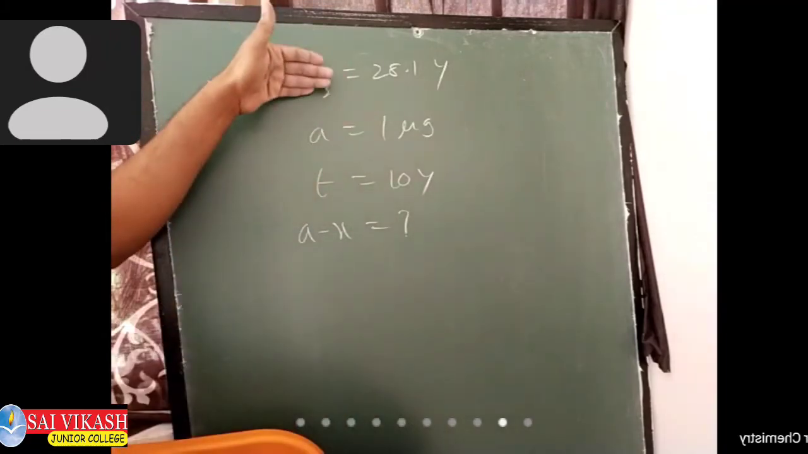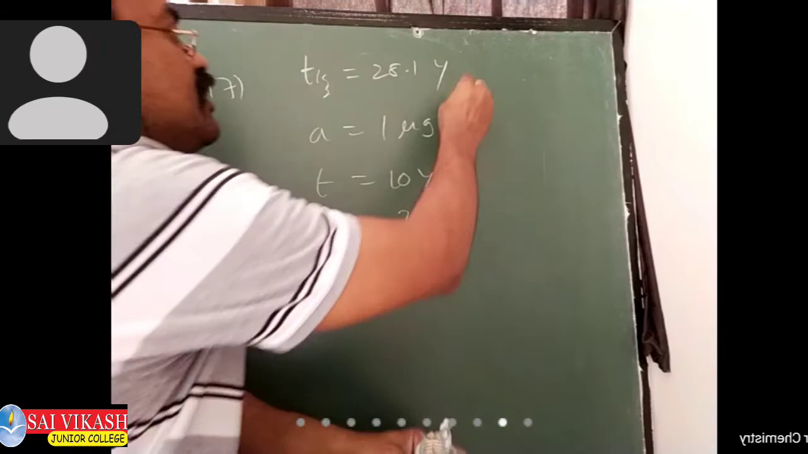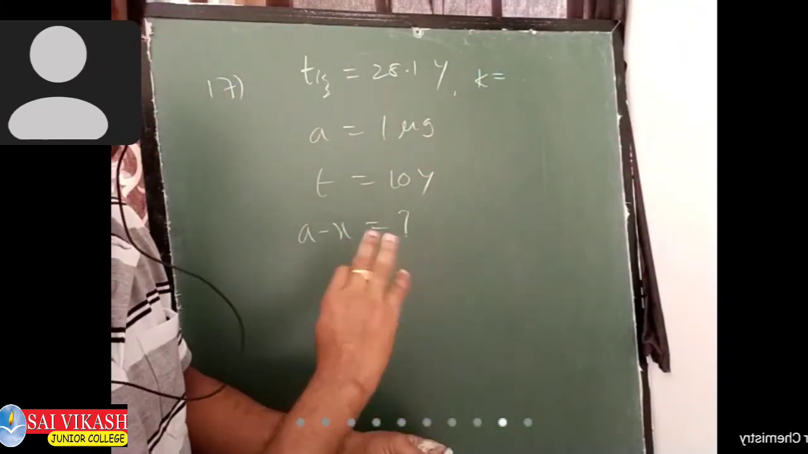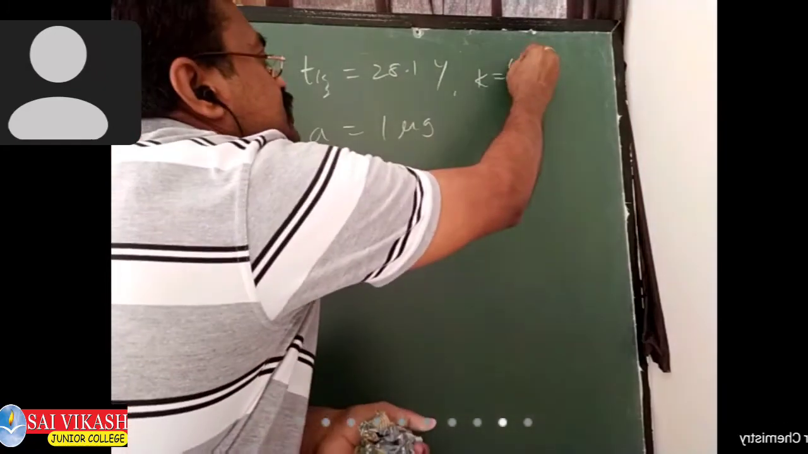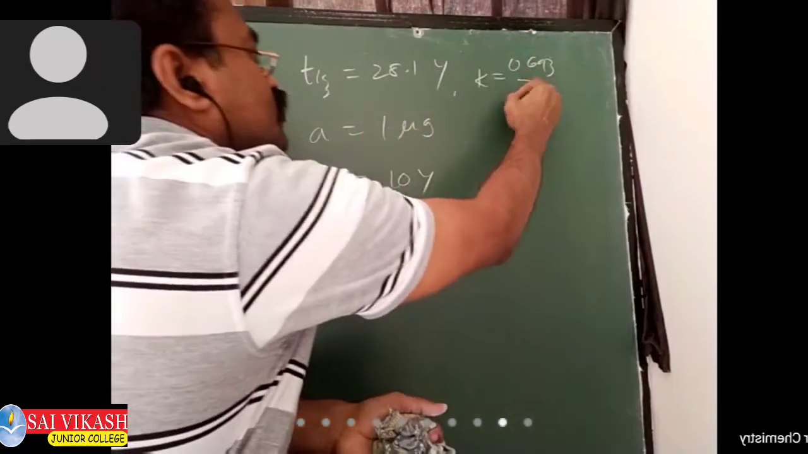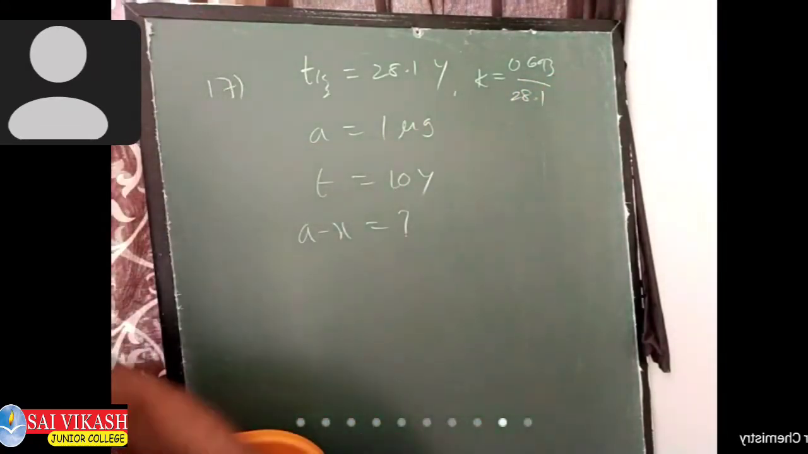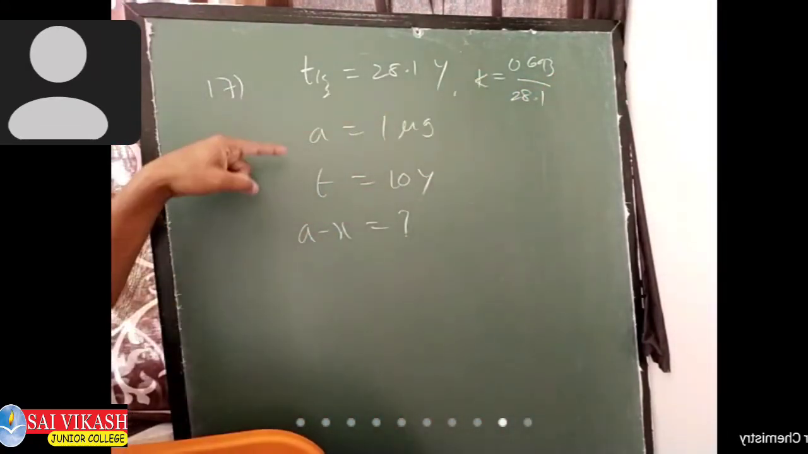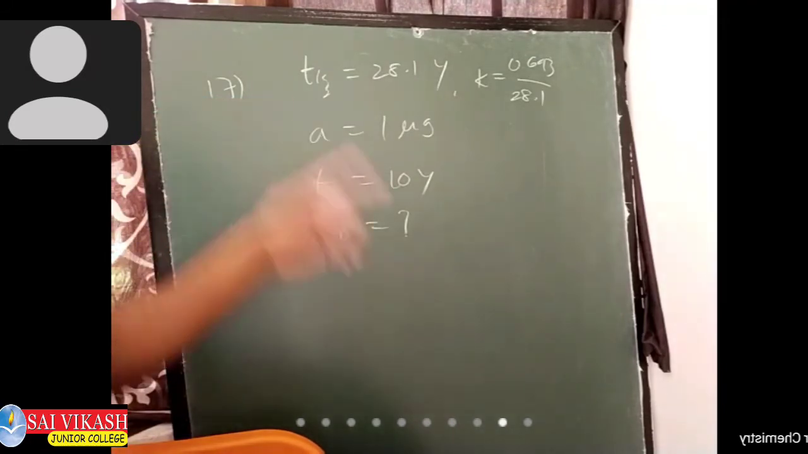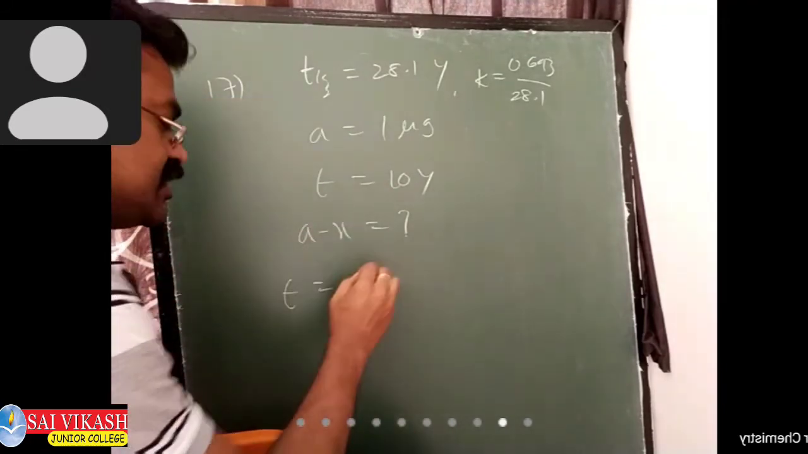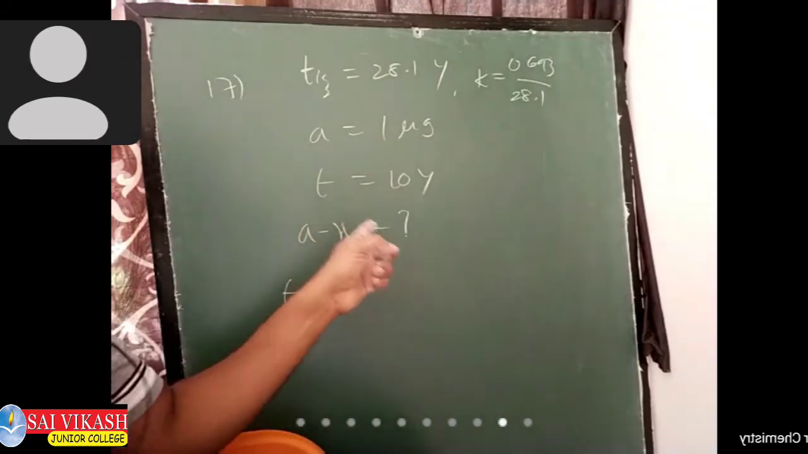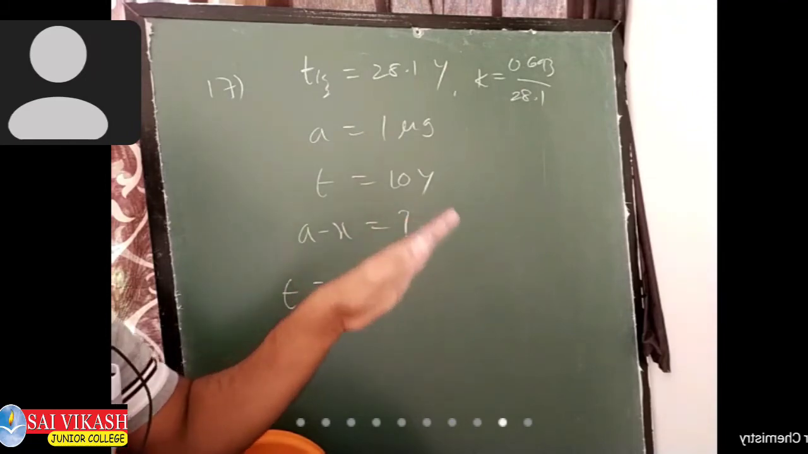So t half is given, a is given. When you know the t half, k we can find out. The relation between t half and k I also gave. What is that? k equals 0.693 by t half, so 0.693 by 28.1 years. This is k. This is time, this is a, this is a minus x. So you can use the direct formula, the first order integrated rate equation. How do you know that only the first order integrated rate equation is to be used?